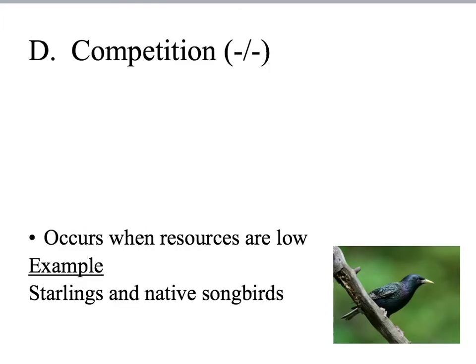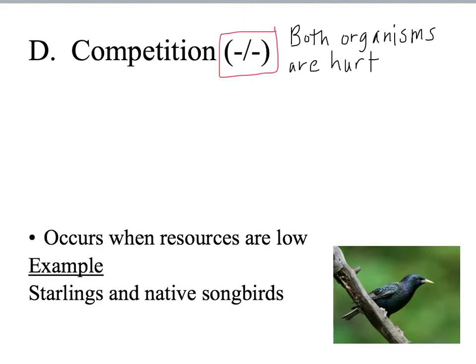All right, our last type of organism relationship within a community is competition. And competition is that negative relationship, as you can see right up here. Okay, and what does that negative mean? That means that both organisms are hurt by the relationship. And by hurt, it means they don't fare as well as they would if they didn't have competition.